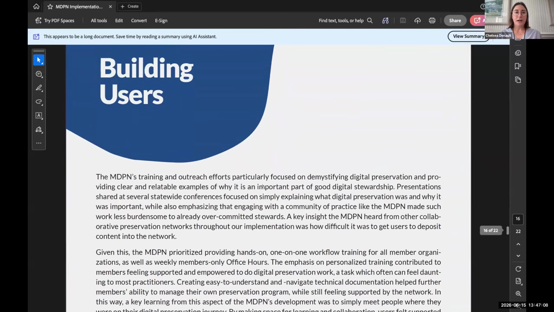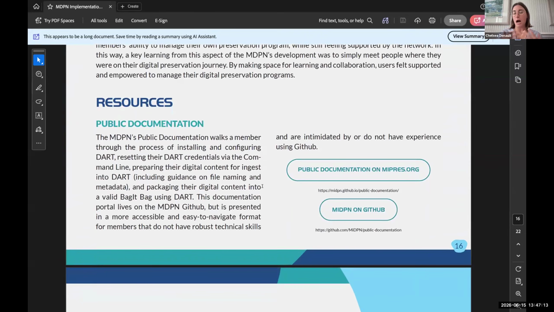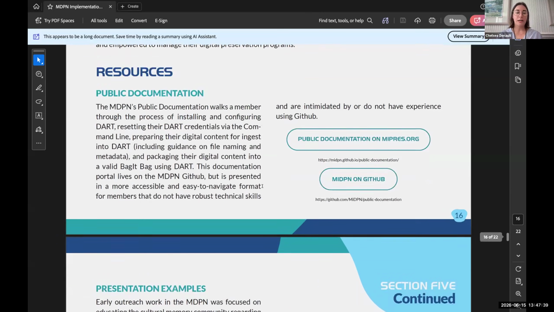And then finally, building users. This is the section where we talk a little bit about how we educate people about digital preservation, and how we educate people specifically about how to use MDPN, right? How to use distributed digital preservation services. Our documentation is available here. This is the documentation that we share with members to help them learn how to ingest content into the network.